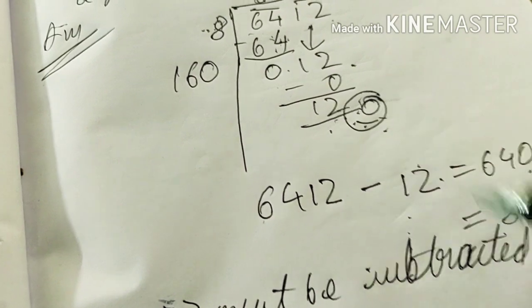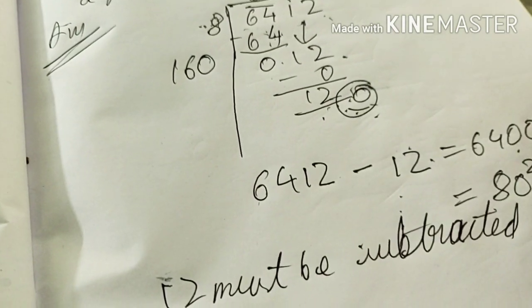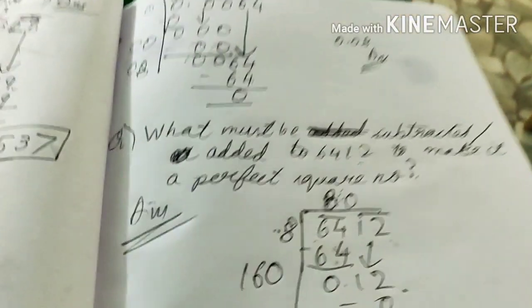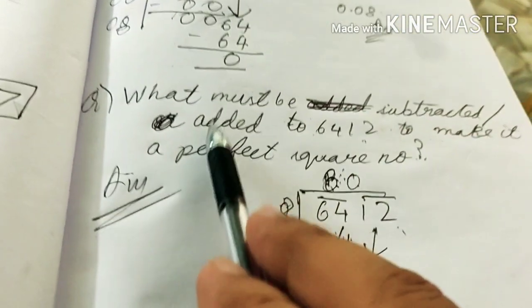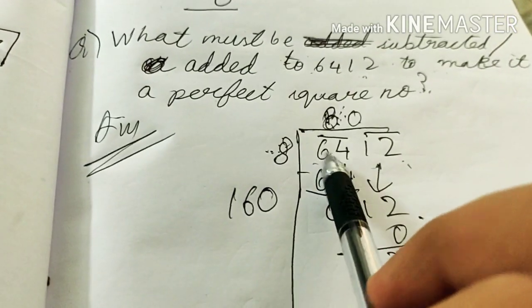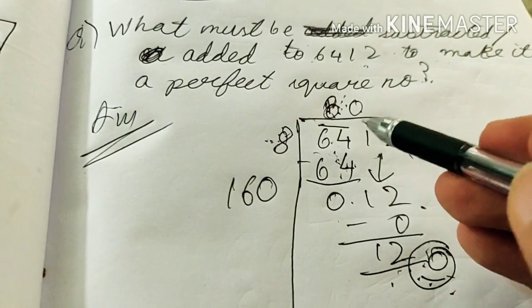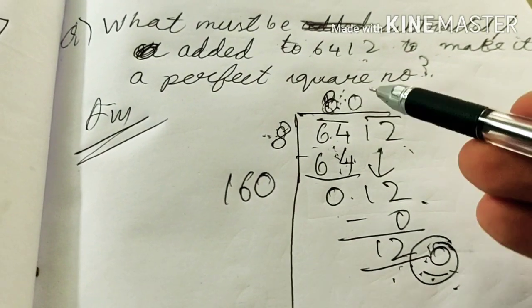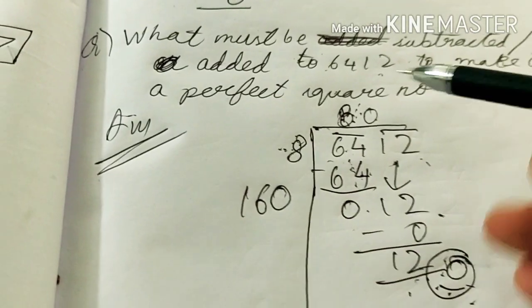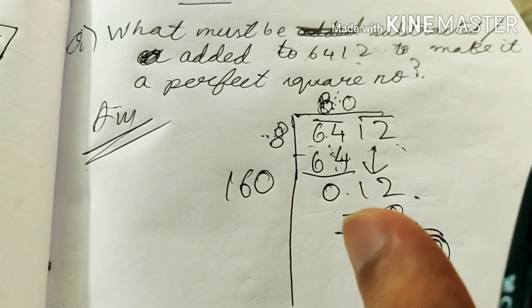Means the number was 12 more than the original, so if we eliminate this 12, we will get a number that makes a perfect square. But the second part is we have to find a number that must be added. Means if we add something to it, it will make a square of 81. Means in this process we will get 80 point something, 80.1 or 80.2 while finding its root.